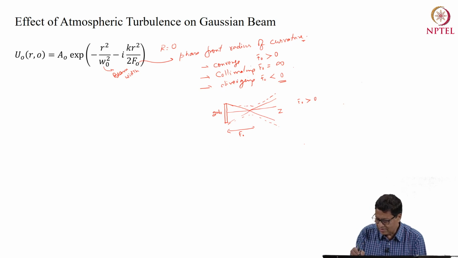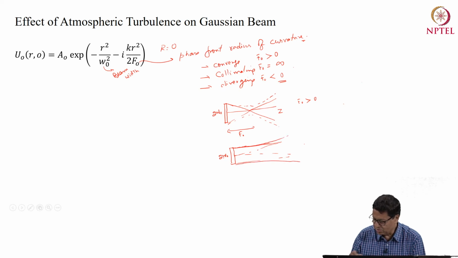The other option is collimating. Again, this is your beam width 2 omega naught, and in collimating it goes parallel. Your beam will look like this. It is collimating, going almost parallel throughout the distance. Here F0 is infinite.